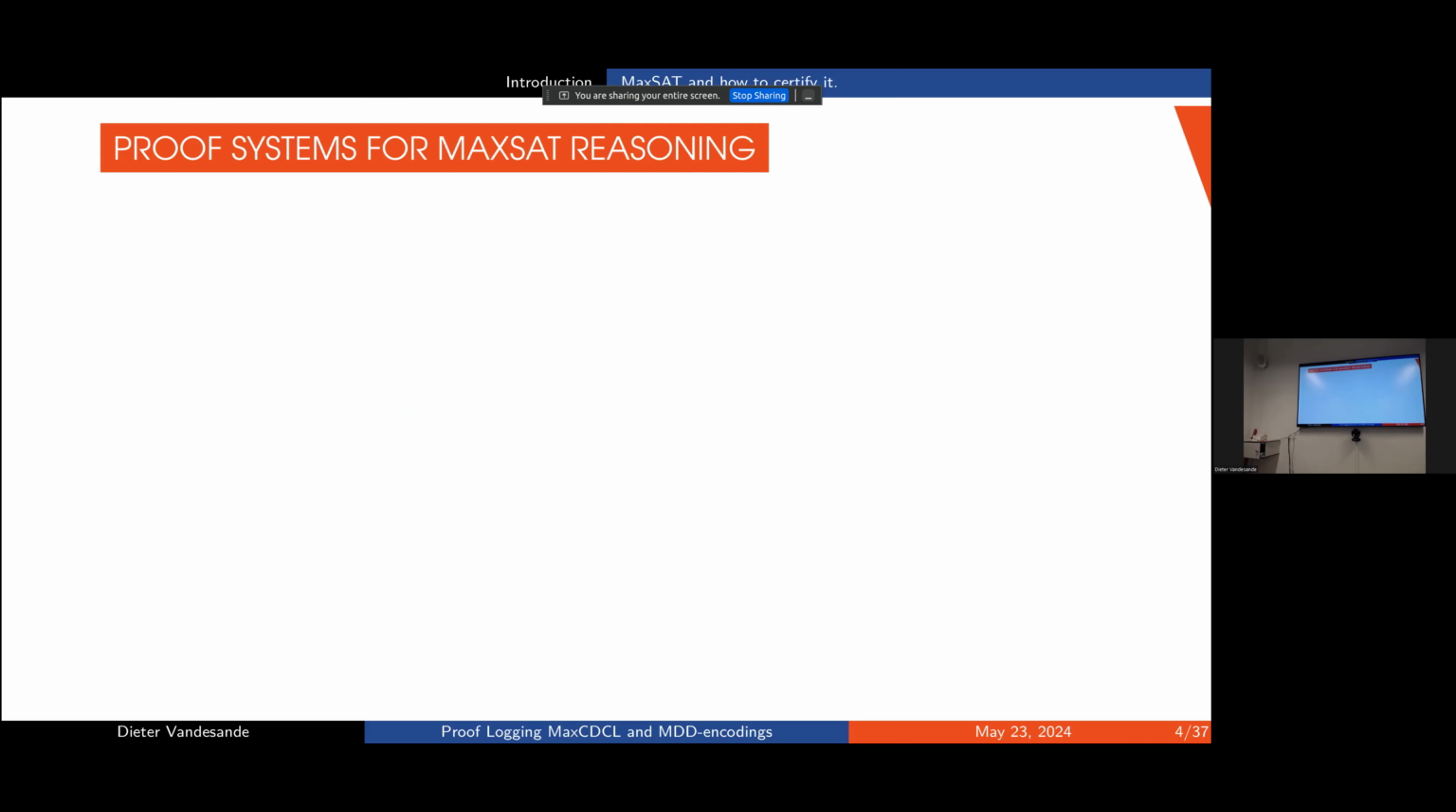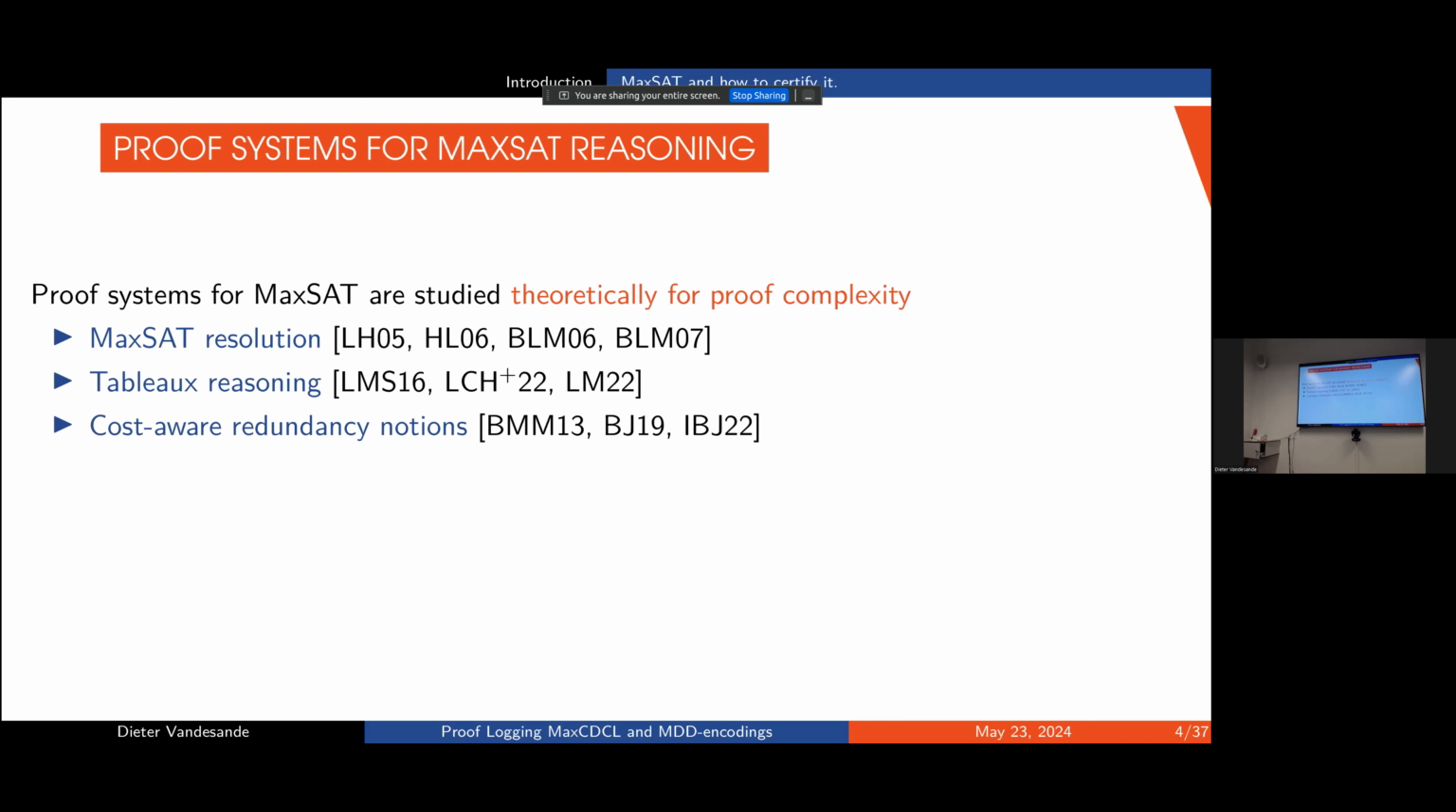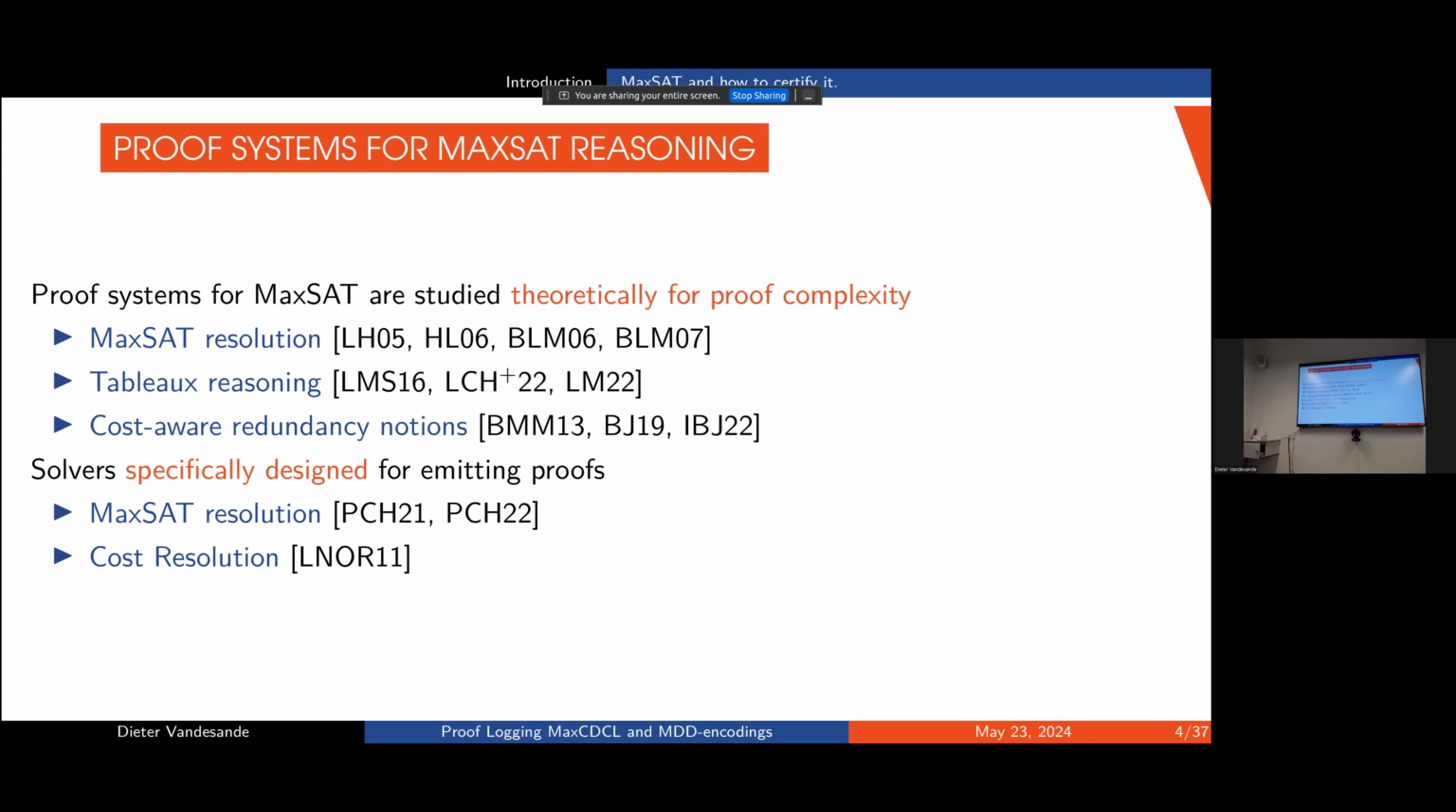If you think about proof logging for MaxSAT, you would think, well, maybe there is some native proof system available. There are some proof systems that were purely developed for a theoretic study of proof complexity, and there are some solvers that are specifically designed for creating proofs in the proof systems they have designed. But none of these is a state-of-the-art MaxSAT solver that is using a native proof system.